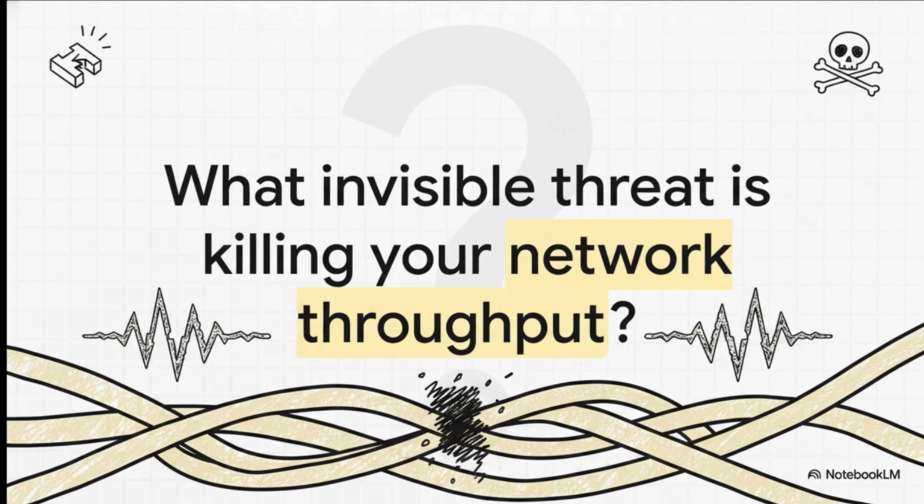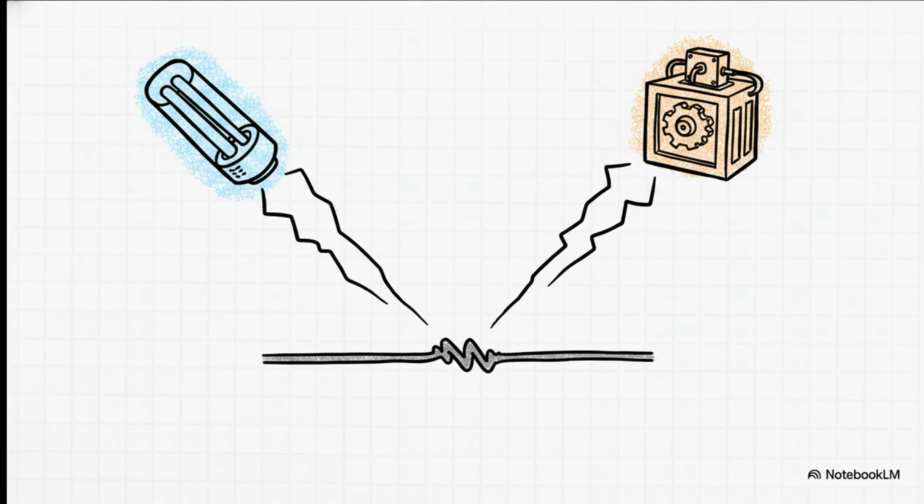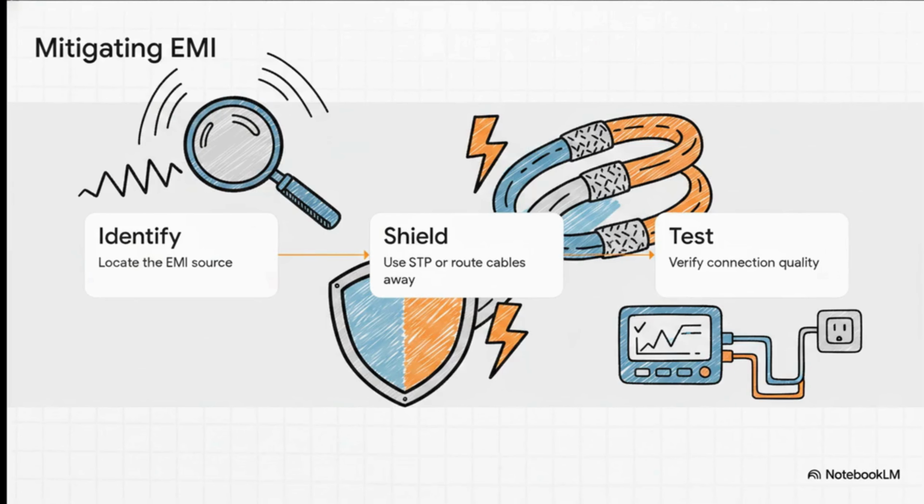Finally, mistake 3. What invisible threat is silently killing your network throughput? It's EMI, or electromagnetic interference. It's external electrical noise that totally corrupts your data signals. The exam loves using things like fluorescent lights or elevator motors as the sneaky culprits here. To fix this, identify the source, then route away from power or use shielded twisted pair cables.